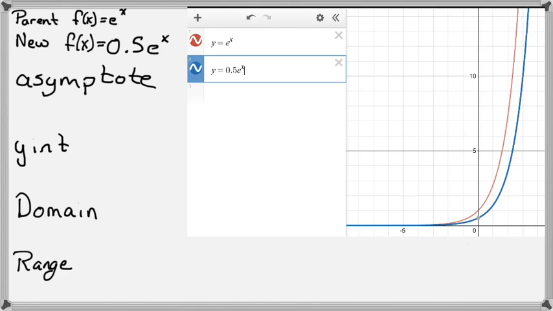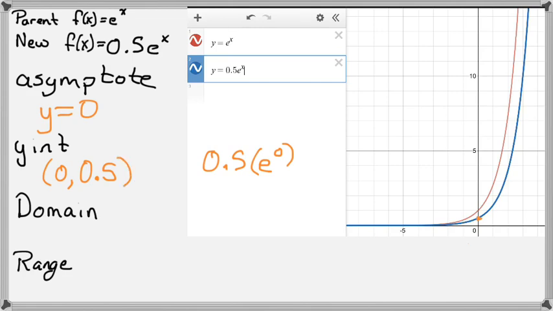And so our asymptote was not moved. We did not move it vertically. So there is no change to our asymptote. Our asymptote is going to be at y equals 0. Our y-intercept will change. And remember, you can either plug in a 0 for the x, and so you'd have 0.5 times e to the 0 power, and find that number. Or use your Desmos or any other graphing calculator and trace and find out what's happening at the y-axis.